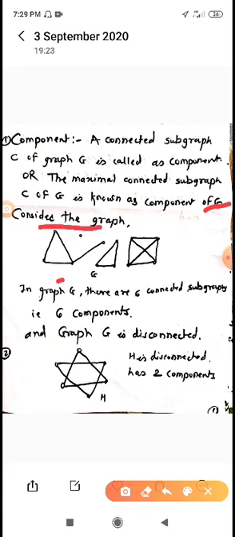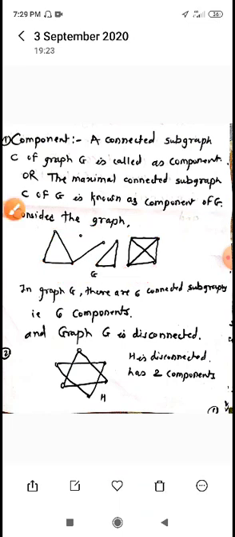Consider the example of this graph G. In that graph G, these are the vertices of graph G, and now we see that from these vertices, suppose this vertex and this vertex, there does not exist a path, or suppose this vertex and this vertex, there does not exist a path. Therefore that graph G is a disconnected graph.